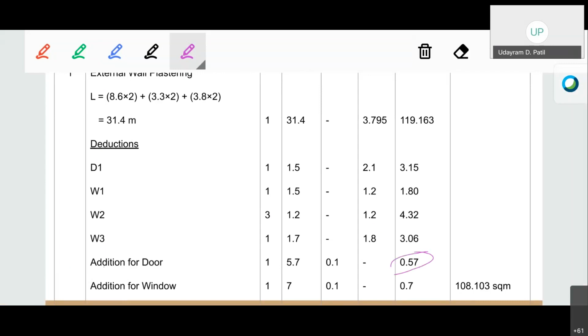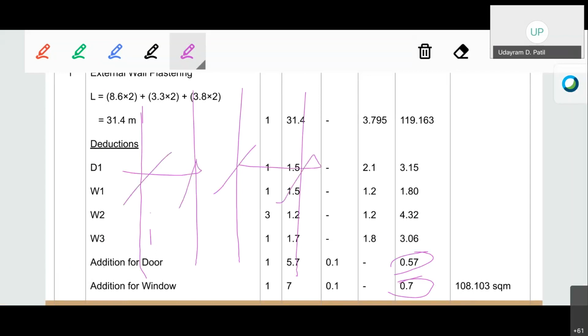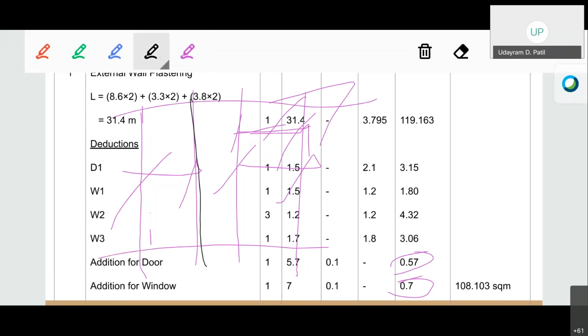It was 0.57 and 0.7. There will be no changes in that. Okay, because your door frame is at the center, so on both sides the width of the plastering will be the same. Okay, if in a particular example it is given that the door frame is not in the center, then we will have to recalculate the width of the external plastering for the door jambs and the soffits. Okay, but in this particular case the frame is at the center, therefore the width from either side will be the same, that is 0.1, 0.1.